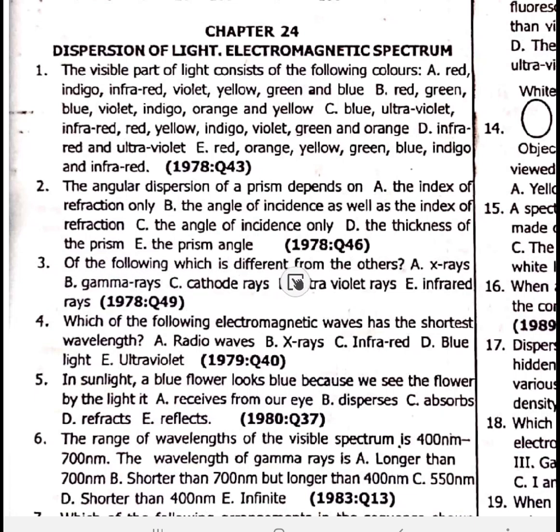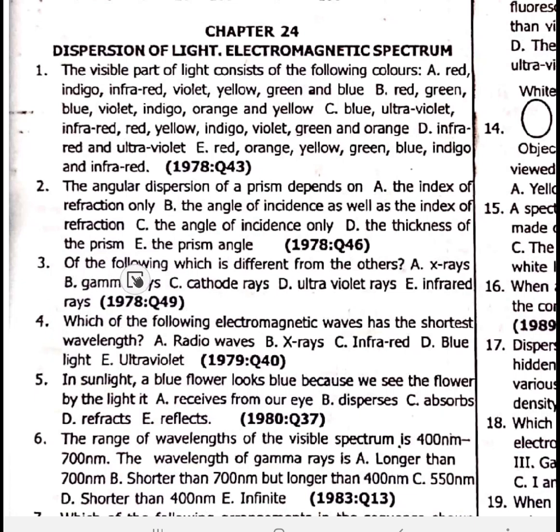Number three, of the following which is different from the others. I want us to write down the electromagnetic spectrum. Gamma ray, then put an arrow in front of it. X-ray, put an arrow. Ultraviolet ray, put an arrow. Visible light, put an arrow. Infrared rays, put an arrow. Microwaves, put an arrow. And lastly, radio waves. Write this down: gamma ray has the shortest wavelength but the highest frequency, while radio wave has the longest wavelength but the lowest frequency.